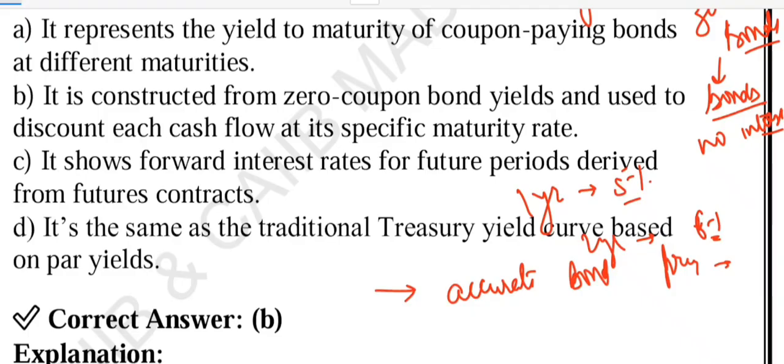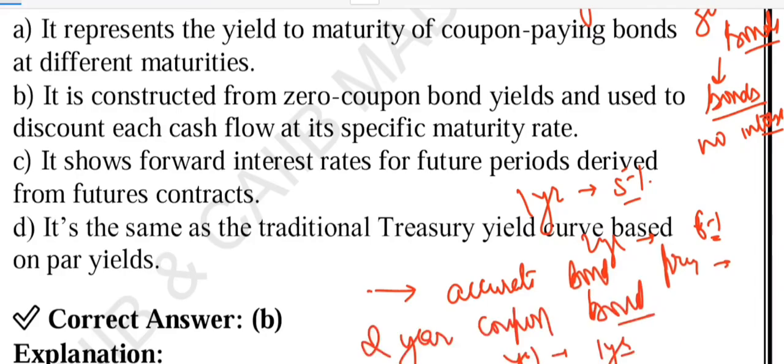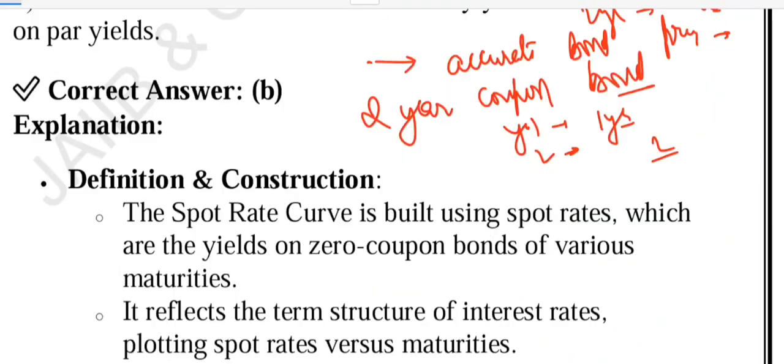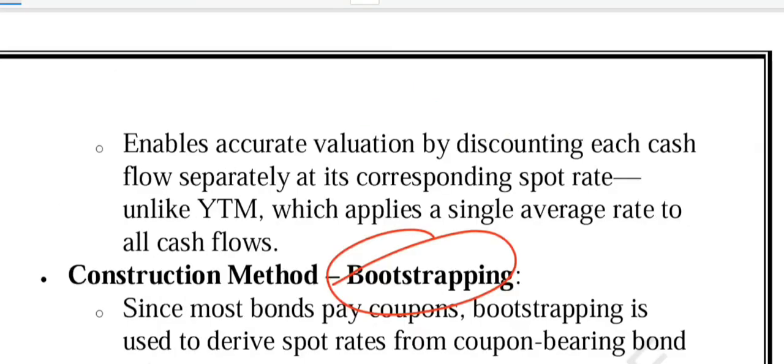Okay, so the year 1 coupon is discounted at the 1-year spot rate. The year 2 coupon is discounted at the 2-year spot rate. That shows you accurate bond pricing and how the spot rate curve is built. Since most bonds pay coupons, there is a math trick called bootstrapping. You see this word written here. Bootstrapping extracts the implied zero coupon rate from them.